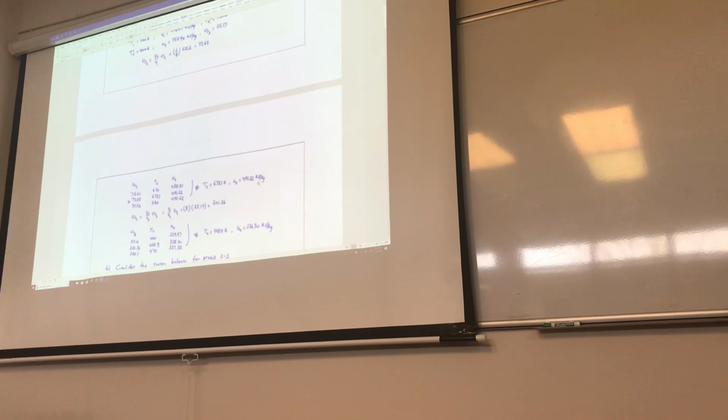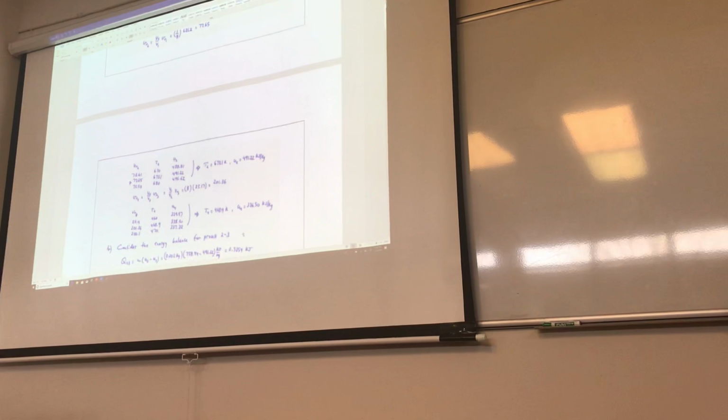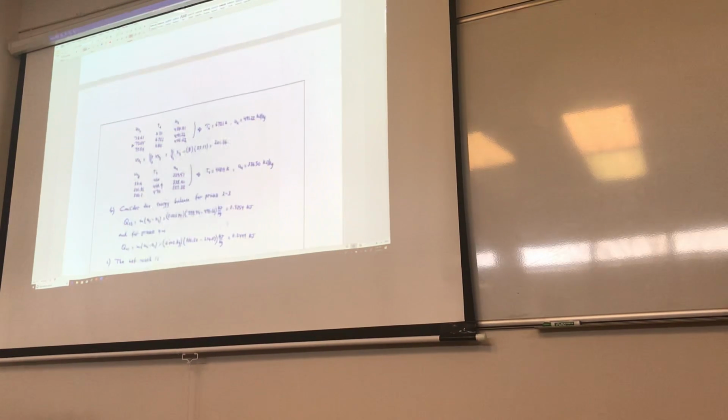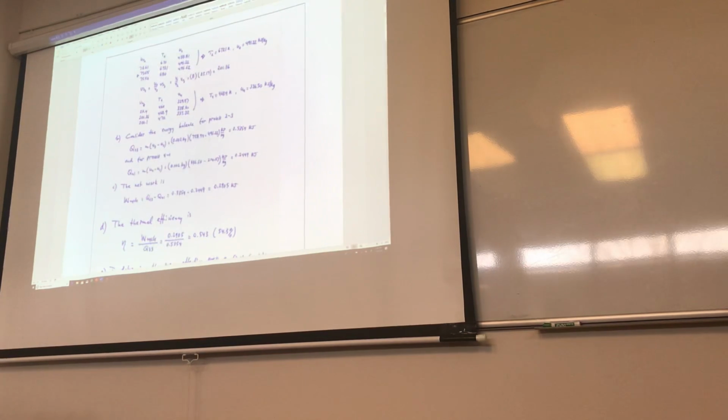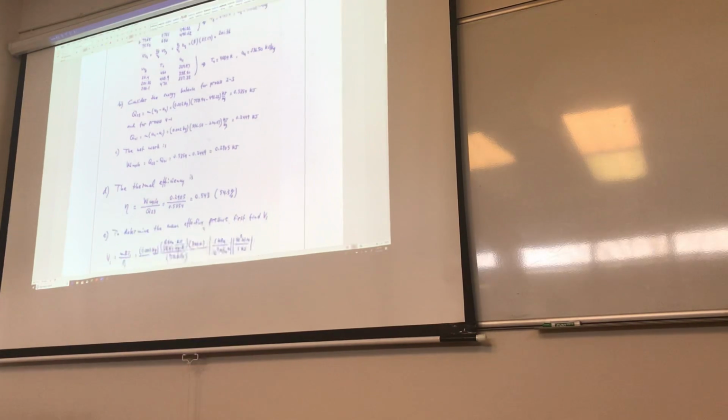For T2, which gives you U2, and then T4 and U4. Once you find those U1, U2, U3, U4, you're done essentially. Everything else is exactly clear. What is Q23? What is Q41? The net work is simply the net heat because it's a cycle. Thermal efficiency, I get 54.3, but anywhere around there is going to be fine.